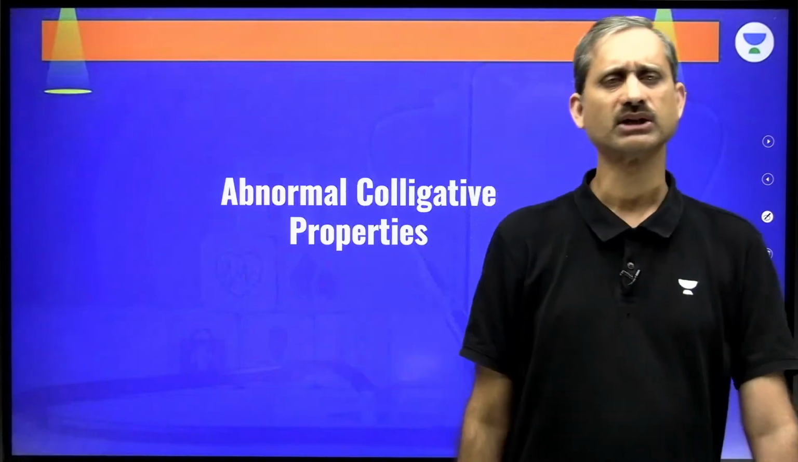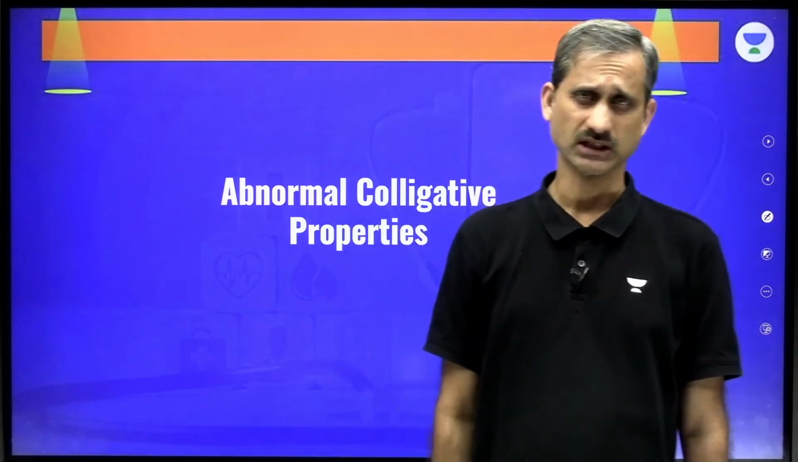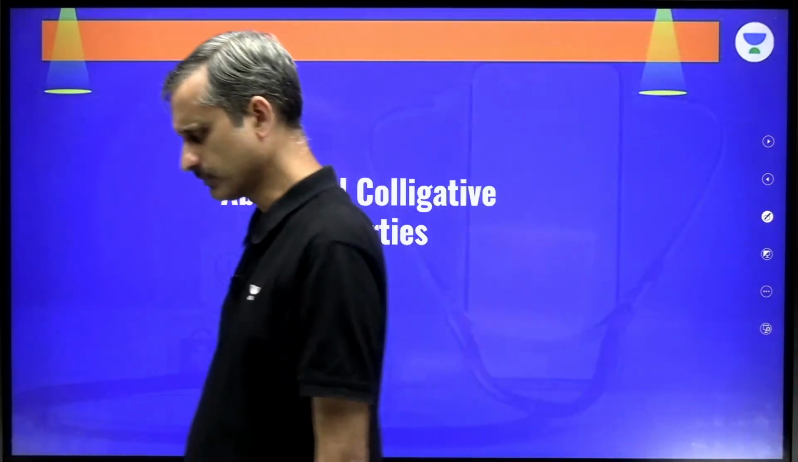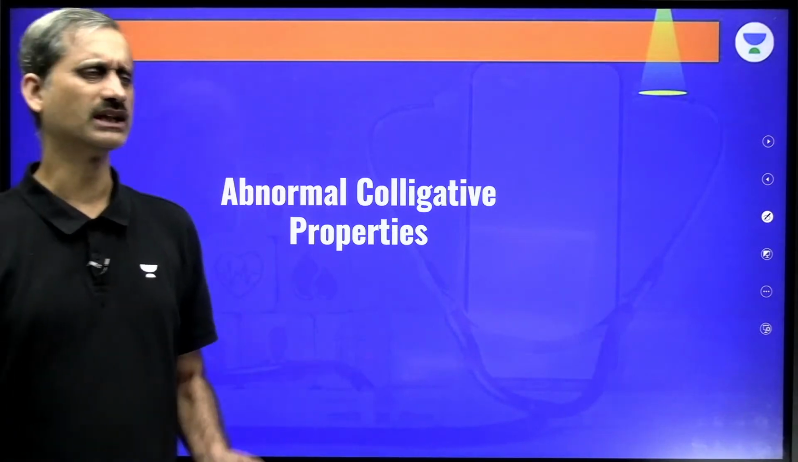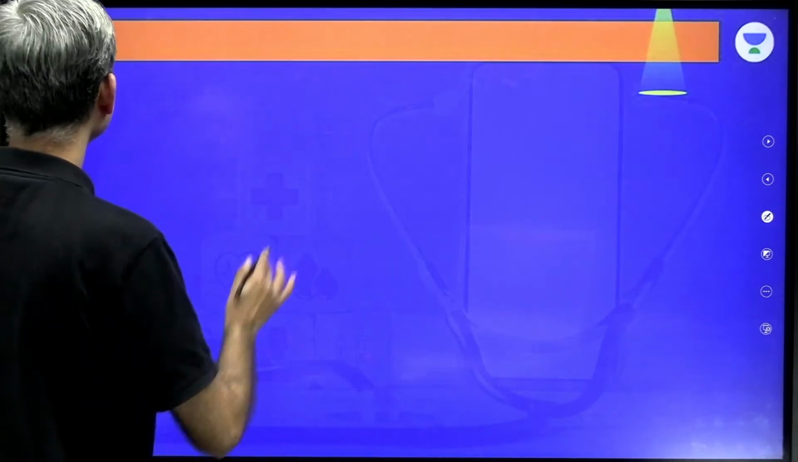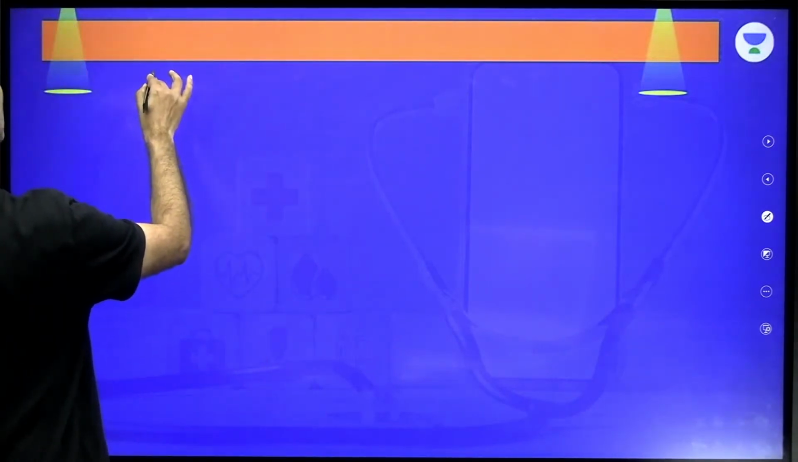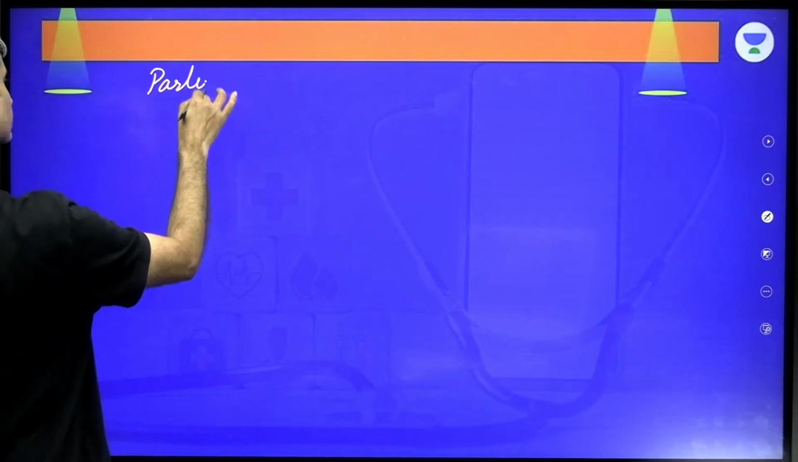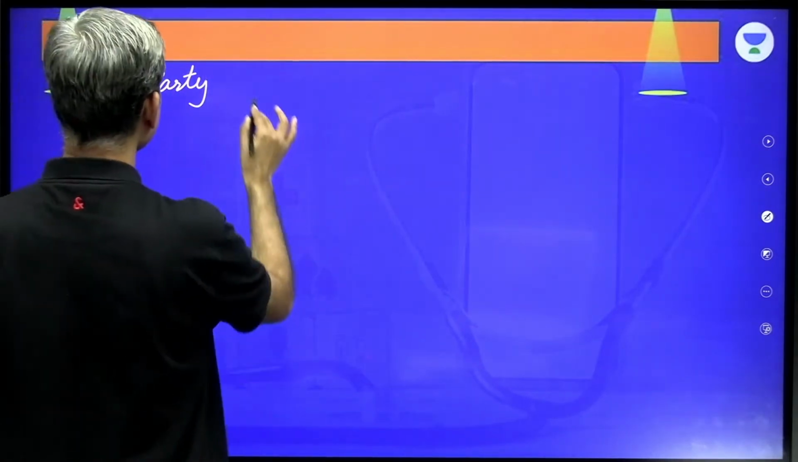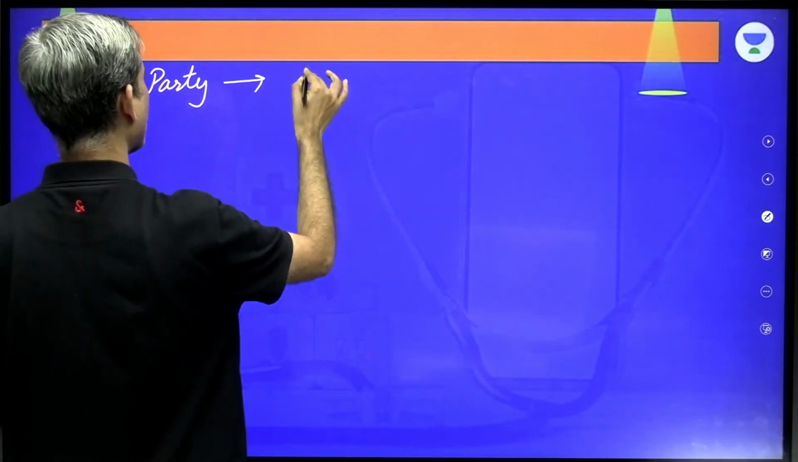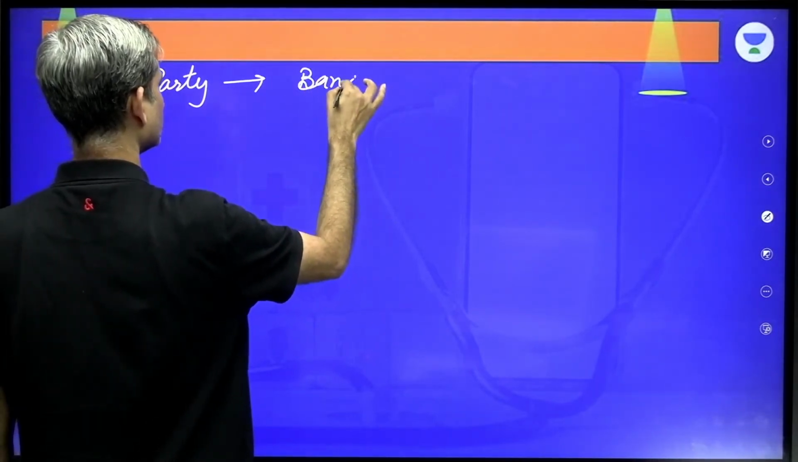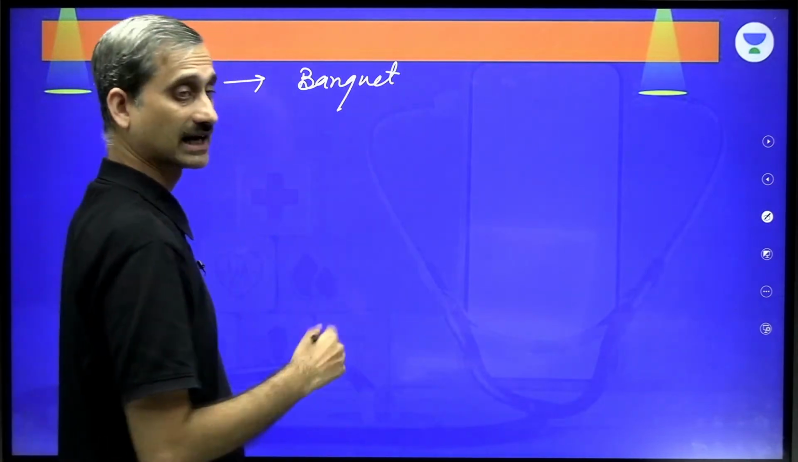Once we have talked about osmotic pressure, now we get along with something called abnormal colligative properties. Whenever we talk about abnormal colligative properties, I have my own very specific example to understand them. So let us see. There is a party. It could be a marriage party, or let's say this is a banquet hall.